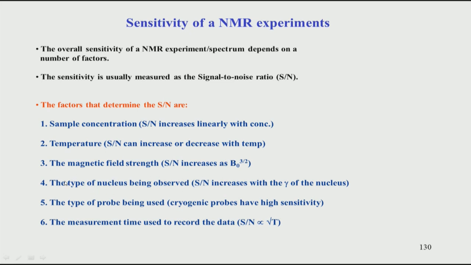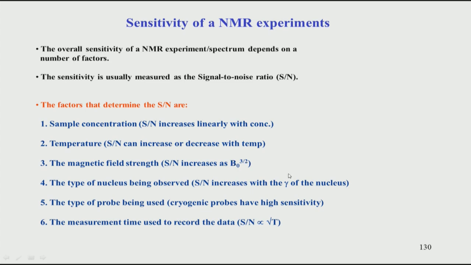Another very important parameter of the sensitivity is the type of nucleus, because remember, in the Boltzmann law we saw that it depends on the gamma value, the gamma of a nucleus. So, if you have hydrogen, which has the highest gamma, you will have the highest sensitivity, whereas if you go to carbon, gamma is low. Similarly, the detection sensitivity also depends on how sensitive the detection is, and that depends on omega, and omega depends on gamma. So, gamma is a very important parameter. One has to be careful, you cannot expect a carbon spectrum to be as sensitive as hydrogen because of the lower gamma, similarly nitrogen and so on.